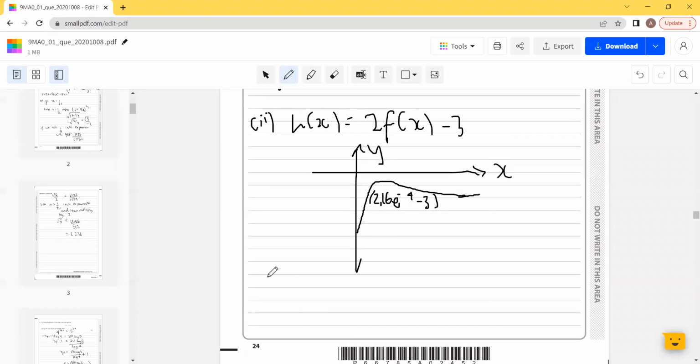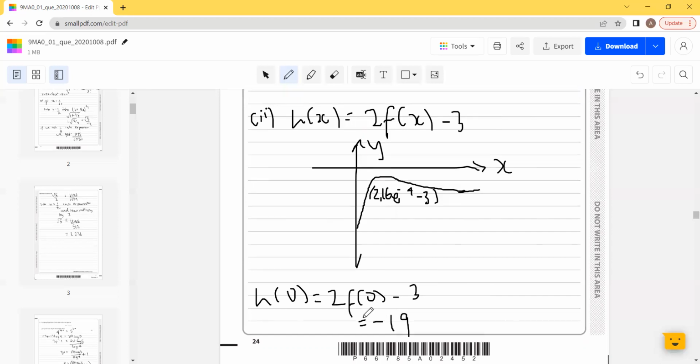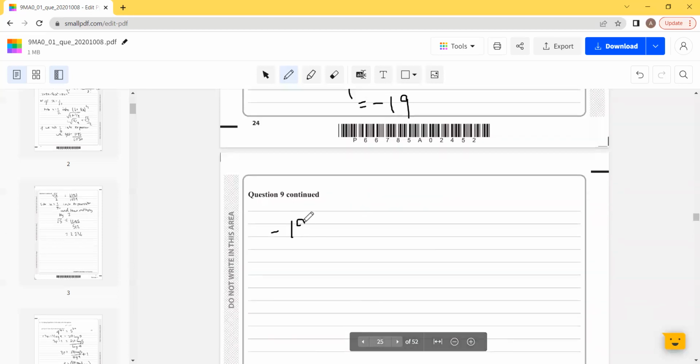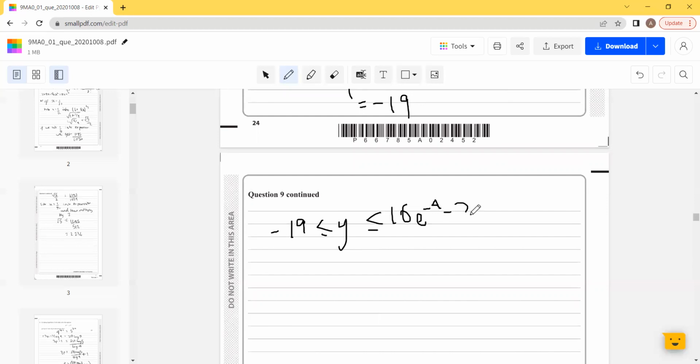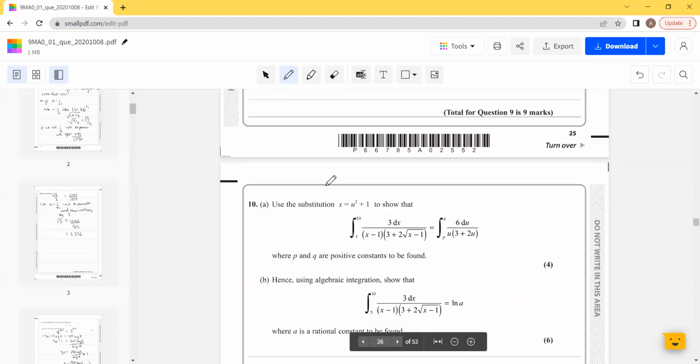So I have that h of 0 is equal to 2 times f of 0 minus 3, which is simply equal to -19. So in this case, the range is simply -19 is less than or equal to y, which is less than or equal to 16e^-4 minus 3. And we're done. That's how we do that question.